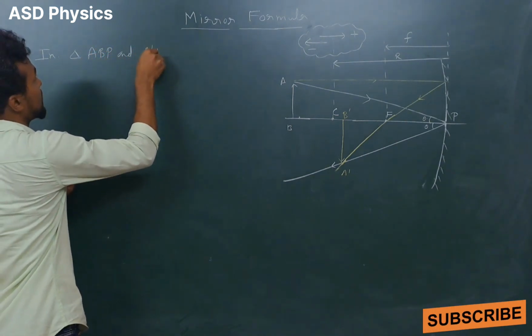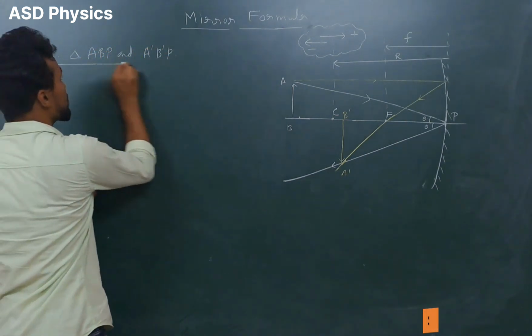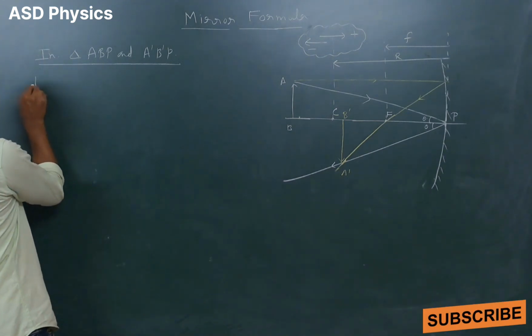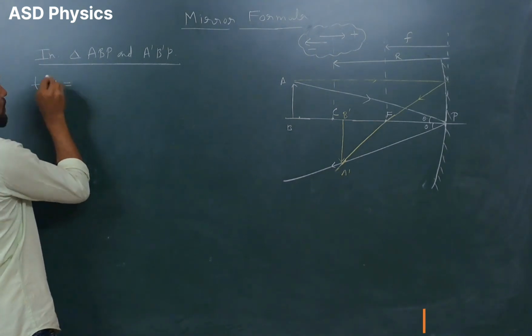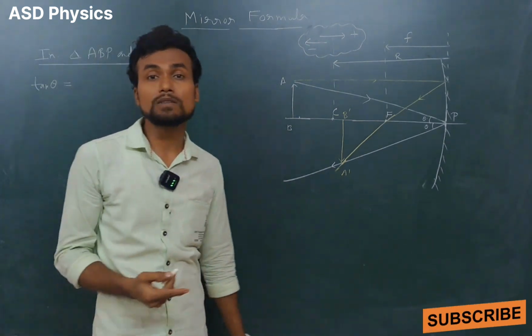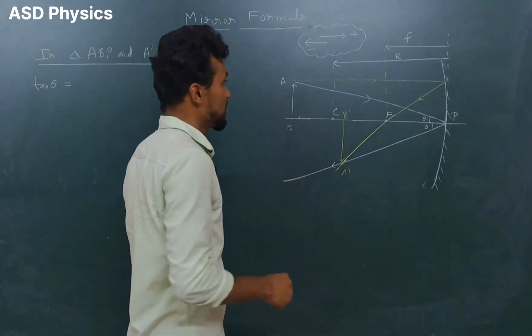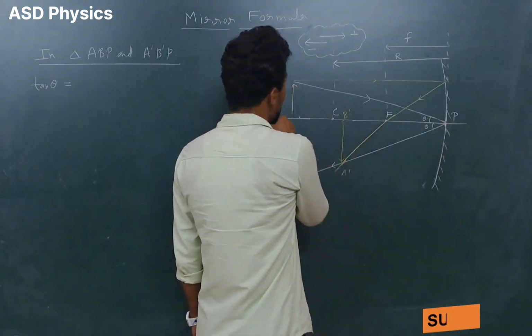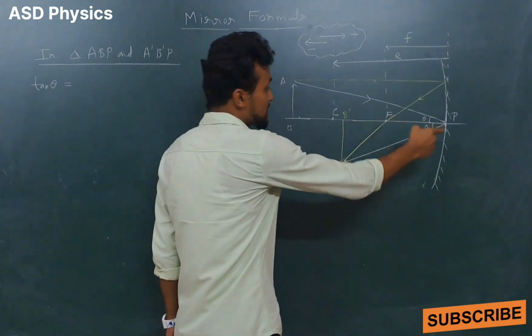ABP and A'B'P. Here I am going to write the tan theta value. Tan theta is given by opposite by adjacent. So in this triangle ABP, opposite is AB, adjacent is PB.